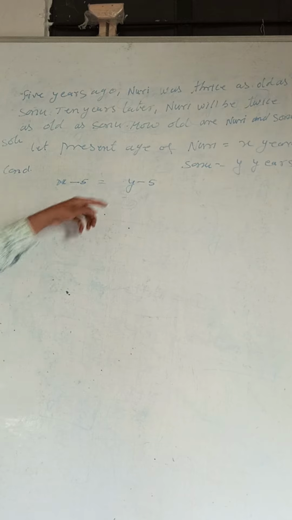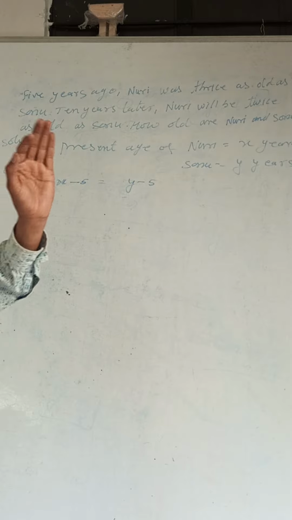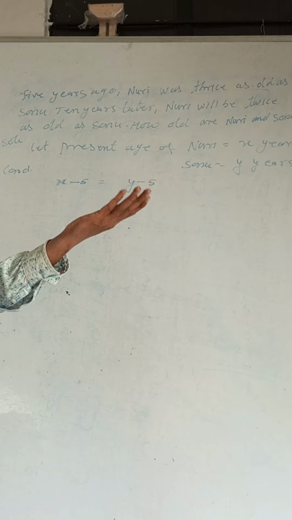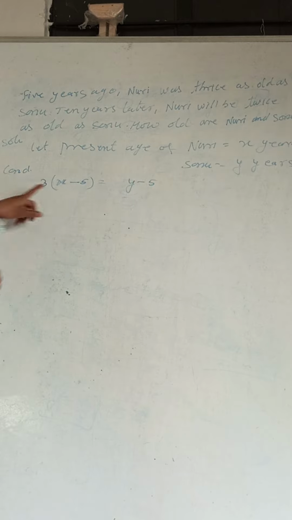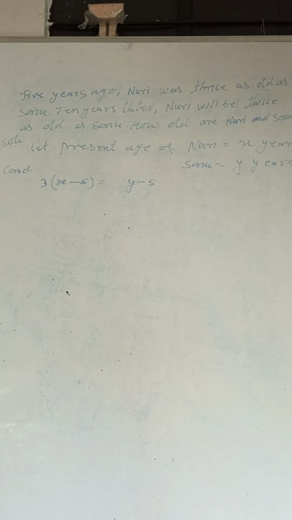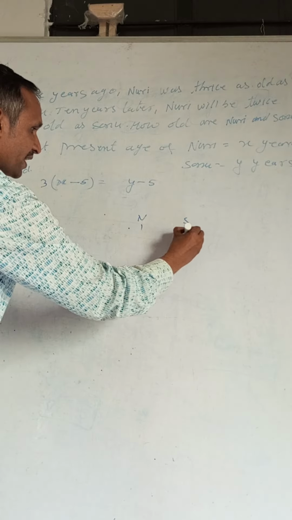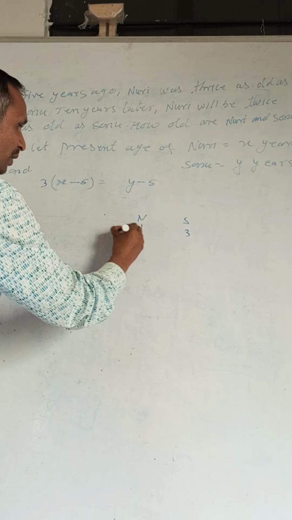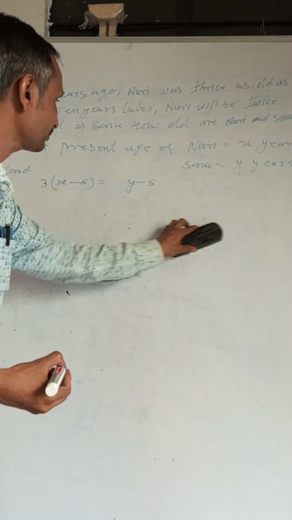If suppose Nuri is 1 year, then Sonu will be how much? Thrice, 3 years. It means if I multiply this number by 3, then both will become equal. Suppose Nuri is 1 year and Sonu is 3 years. Then if I multiply it by 3, both will become equal. So like that it is.